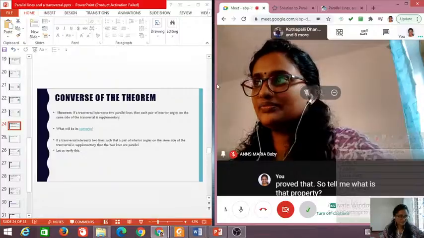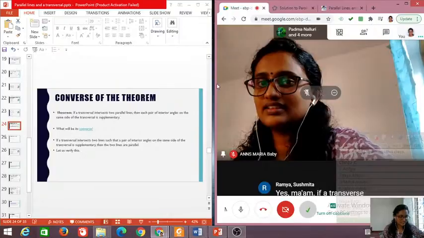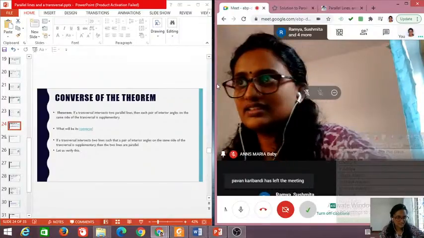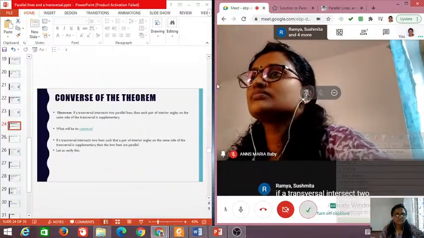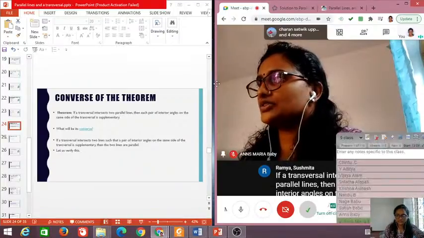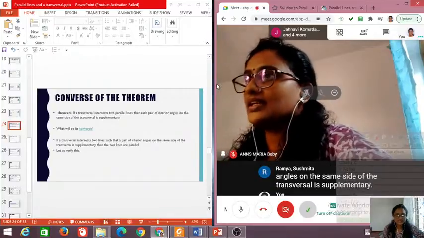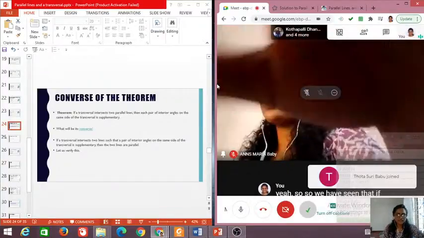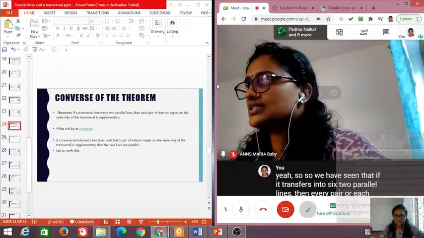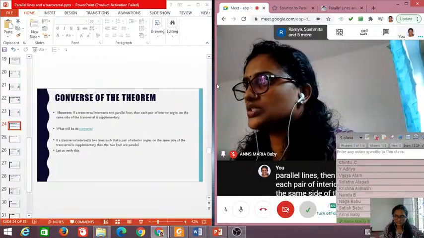Yeah, Ramya? If a transversal intersects two parallel lines, then each pair of interior angles on the same side of the transversal is supplementary, ma'am. Yeah, so we have seen that if a transversal intersects two parallel lines, then each pair of interior angles on the same side of the transversal is supplementary. So let's talk about its converse today.